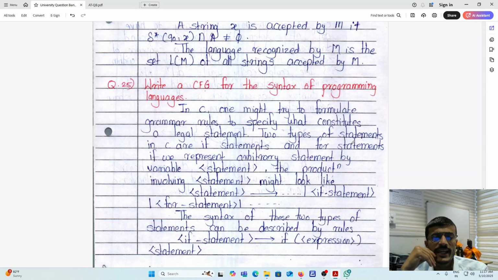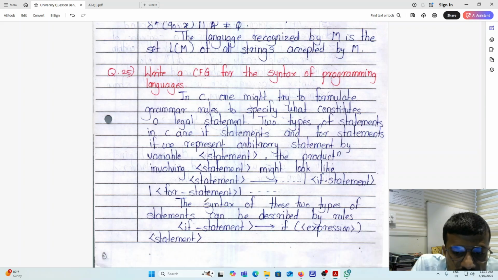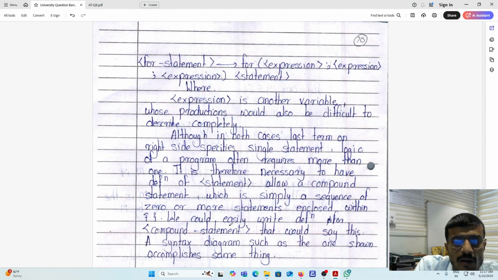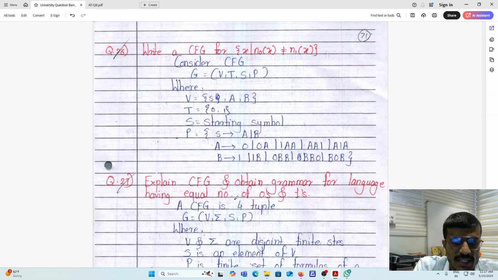If we represent abbreviatory statement by variable statement, the production involving statement might look like: statement → if statement | for statement. The syntax of these two types of statement can be described by rules: if statement, if expression statement. Okay, so that is the theoretical part you have to keep in mind.